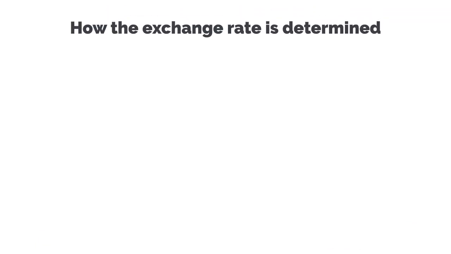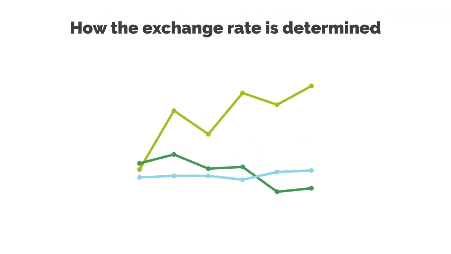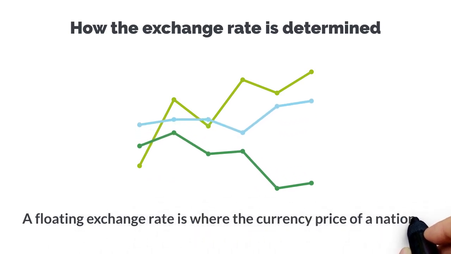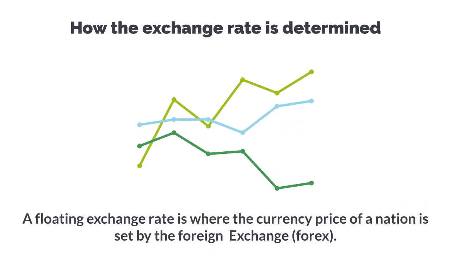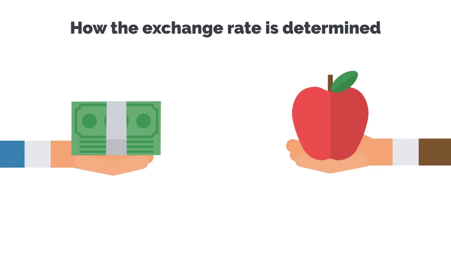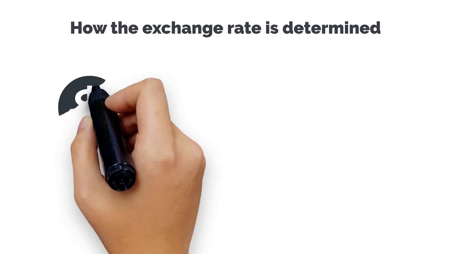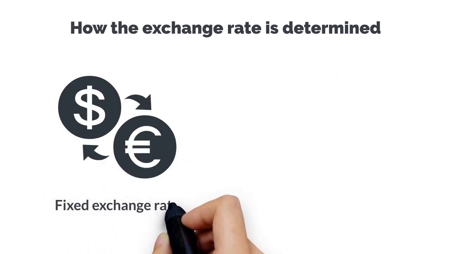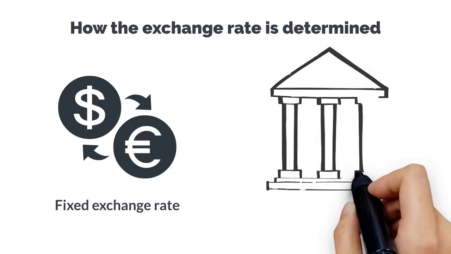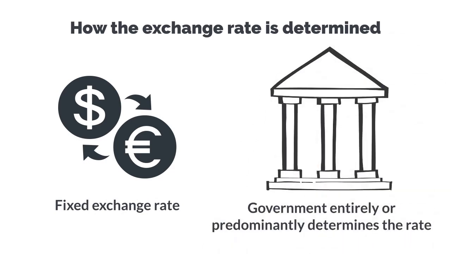How the exchange rate is determined. A floating exchange rate is where the currency price of a nation is set by the foreign exchange, Forex. It is based on supply and demand relative to other currencies. This is in contrast to a fixed exchange rate, in which the government entirely or predominantly determines the rate.